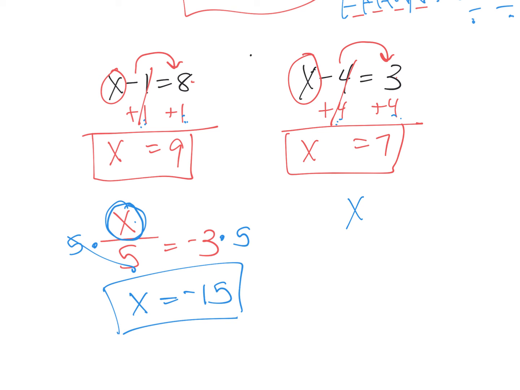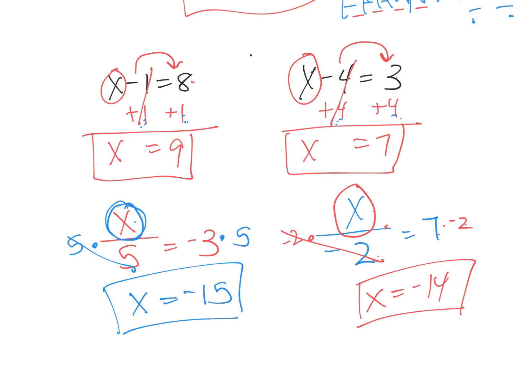Let's change it up. What if I said x over negative 2 equals 7? We're going to circle the x. It's x divided by negative 2. So dividing by negative 2, that means I'm going to multiply by negative 2 to get rid of that. So I get x equals 7 times negative 2, which is negative 14.